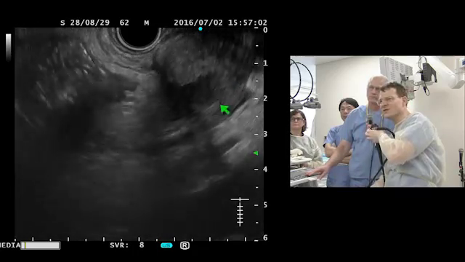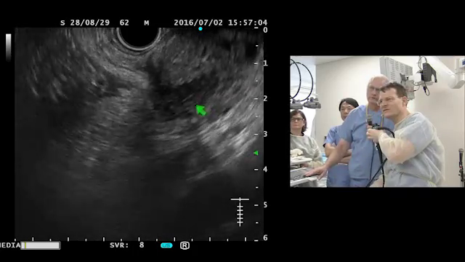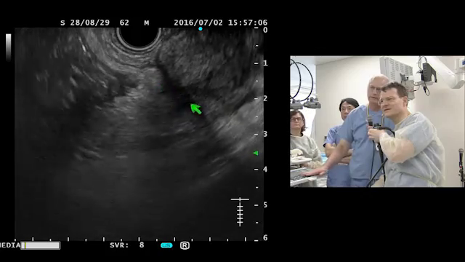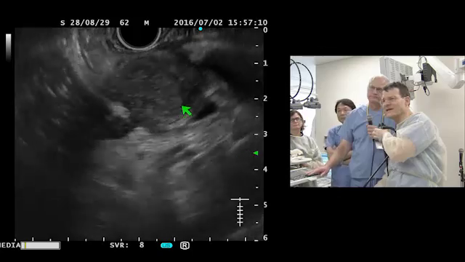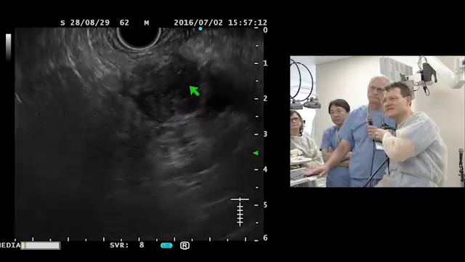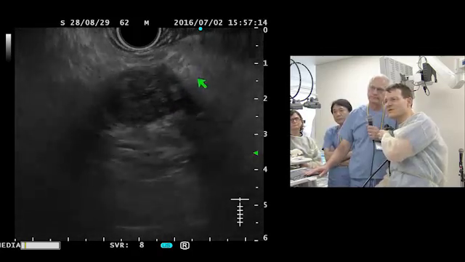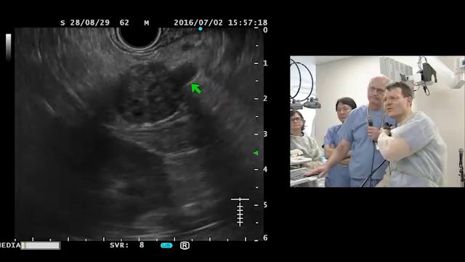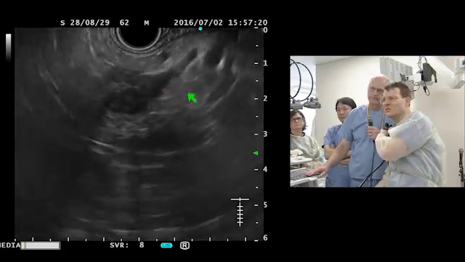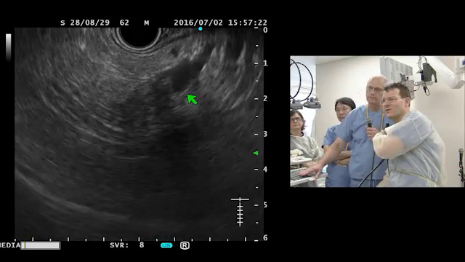And here, what do you think, Rob? I think there's some fluid around this lesion. Some fluid, yes, here. So this looks already like an extensive disease, because this is also very important for our decision making if we have to perform EUS-FNA.